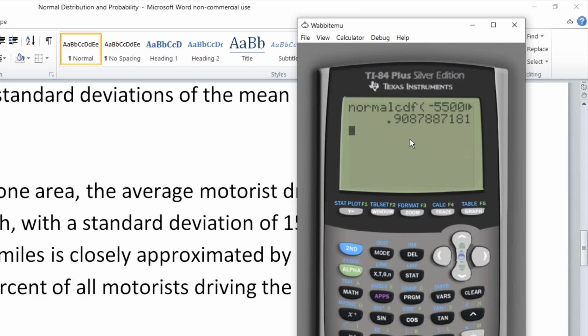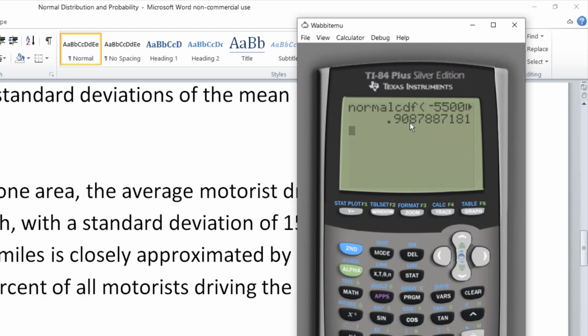The probability, if they want that, is 0.9087 and so forth. You round it off. They want percent. Move the decimal over 2 places, put your percent sign and round off. I'm just going to round it to 1 decimal place. So this would be 90.9%.